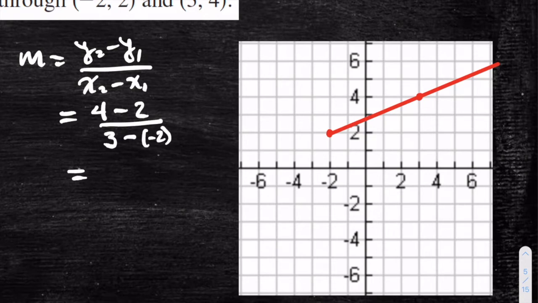Okay, now we just have to do our math, right? 4 minus 2, that's 2. 3 minus negative 2, well, that's plus 2, so that's 5. And so the slope of that line right there is 2 over 5. And you'll notice that you could actually even count on it and say, if I start at this point right here, I can count up 1, 2, and go over 5: 1, 2, 3, 4, 5, and we end up with another point on that line.